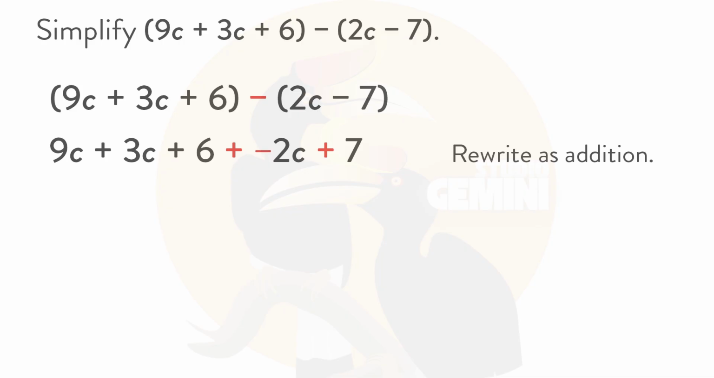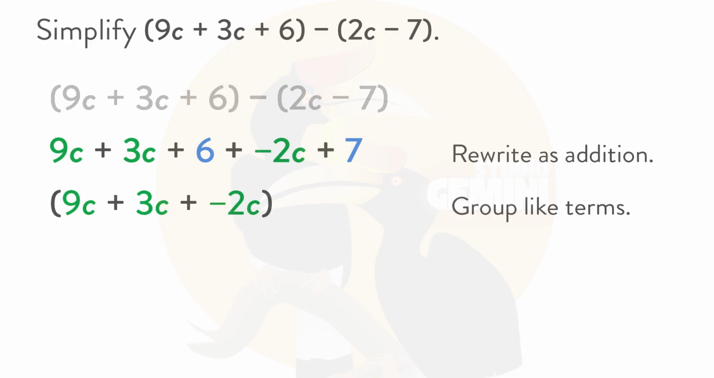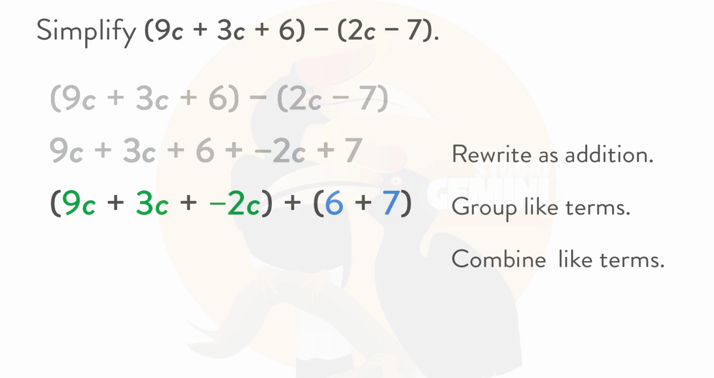And just like before, group like terms. There are 3 terms with the variable c and 2 terms with no variable. And let's combine. 9c plus 3c plus negative 2c equals 10c. And 6 plus 7 equals 13. So 9c plus 3c plus 6 minus the quantity 2c minus 7 equals 10c plus 13. And there you have it! You can add and subtract linear expressions.